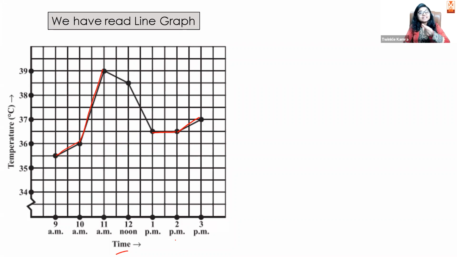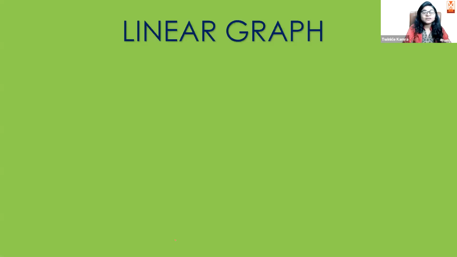Then there comes a very special category, which is a type of line graph only, and I call it a linear graph. What is a linear graph? Just think of the case where the trend is constant. It is fixed. If it is increasing, it is increasing only. If it is decreasing, it is decreasing only.